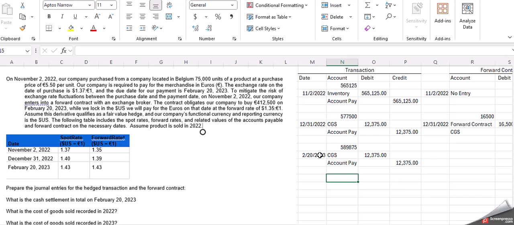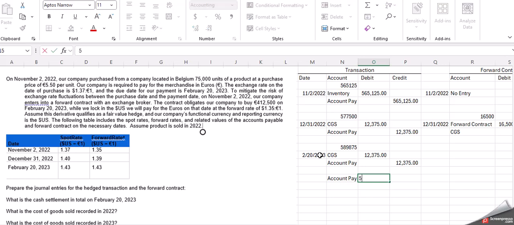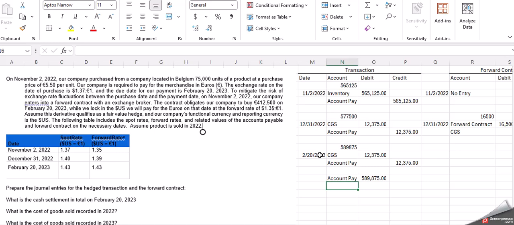Okay, then we're also going to pay it though. So again, that's why I said when I do it on the board, a lot of times I combine them, but they want you to do them separately when you're doing it in your homework site or your test site. So then they're going to pay the full 589,875, what we just calculated above, and they're going to credit cash because that's what they owe that vendor that they made the purchase from.